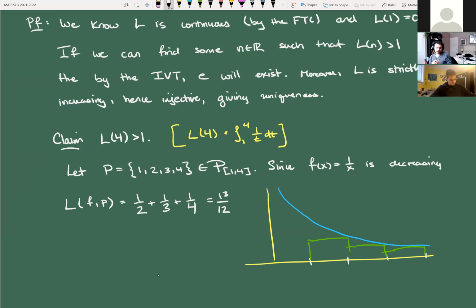So does that do it though? The answer is yes, because we know that the lower sum is always an under approximation. The integral itself, which we know exists, will always be bigger than the lower sum. So this number itself is bigger than 1. And so the integral, or L of 4, which is the integral from 1 to 4, is going to be greater than or equal to the lower sum, which is itself greater than 1. And so we're done.